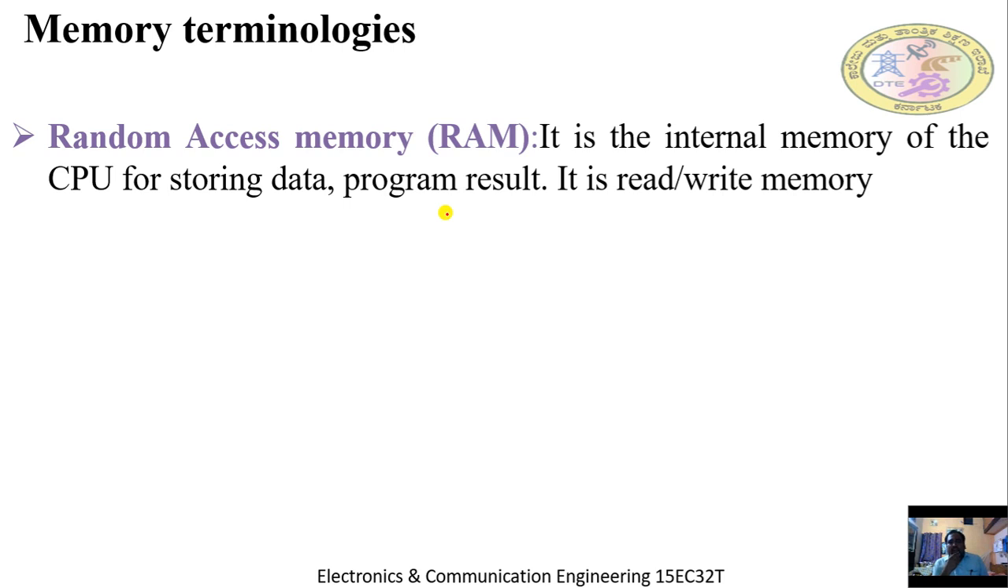So why is it called random access memory? Because here the access time is the same for all, its access time is the same for any address in the memory. Let's say this is a memory.